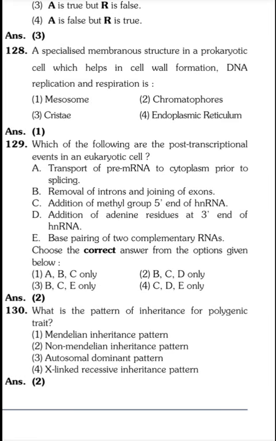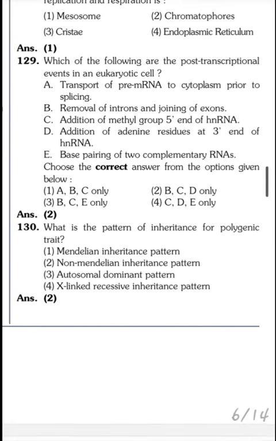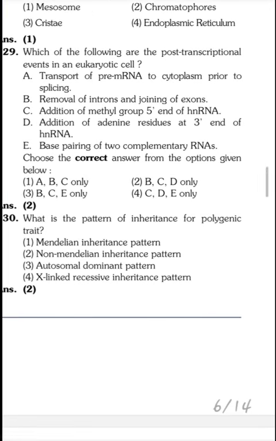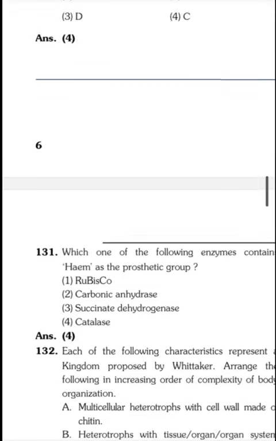Remaining are all incorrect. What is the pattern of inheritance for a polygenic trait? Polygenic is a deviation from Mendelian principles. So it is going to be a non-Mendelian inheritance pattern. So the second one is the correct answer for it.